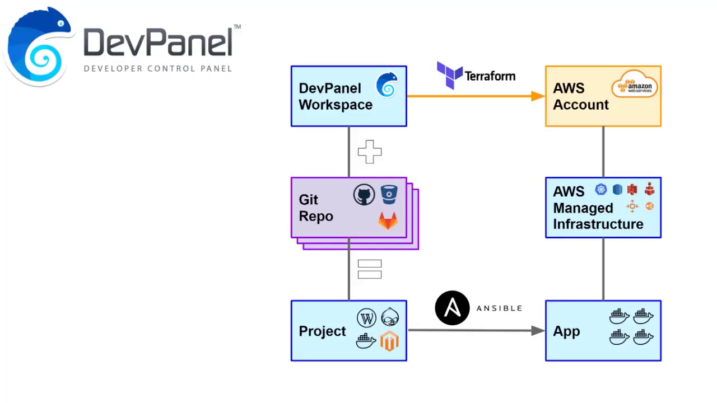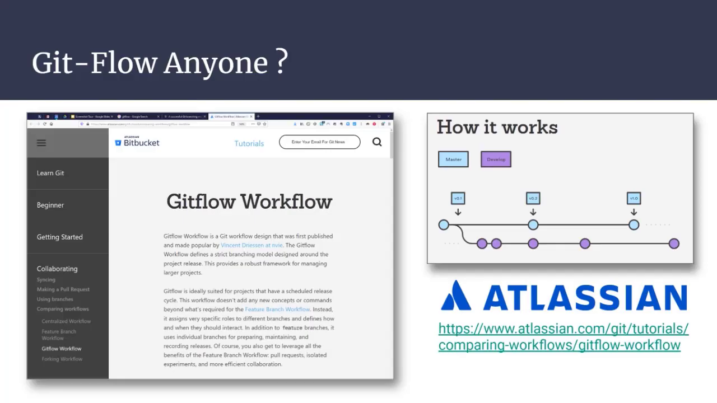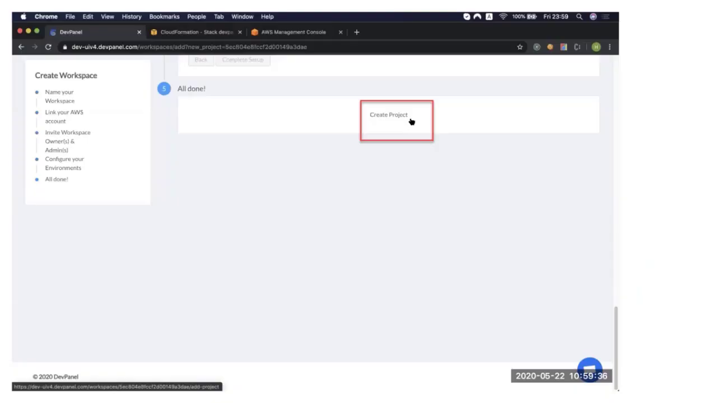To create applications, you first have to link a repo with DevPanel, and that's where projects come in. So before you can create applications, you have to map your repo to a project. For development, a lot of teams like to use GitFlow, so DevPanel supports GitFlow out of the box. But you can also use trunk-based development if you like. To map your repo to DevPanel, you'll start by creating a project.